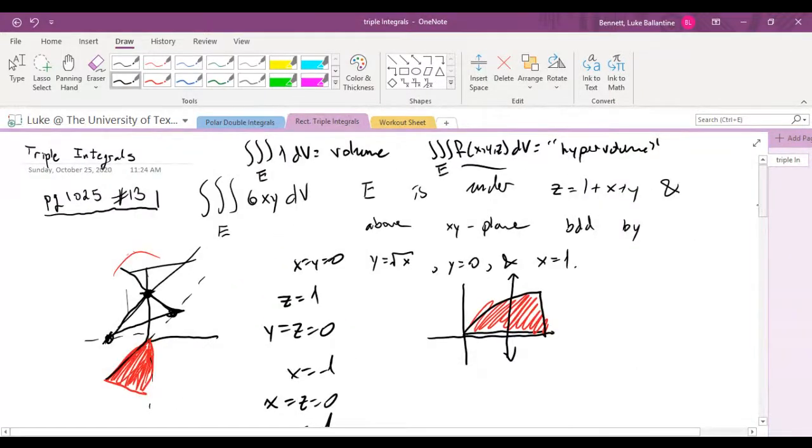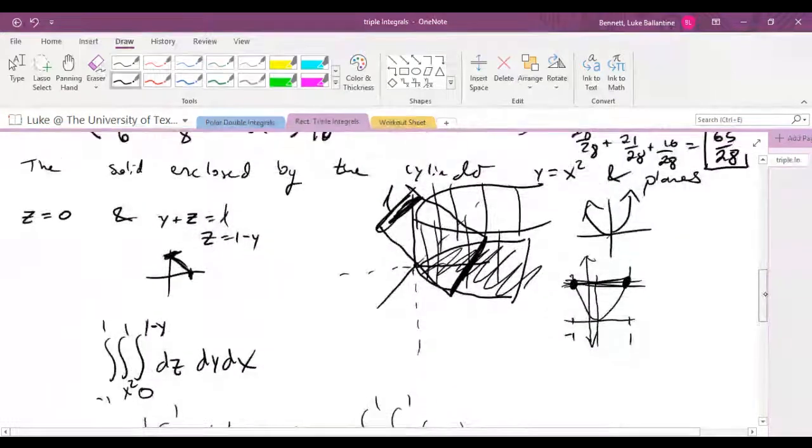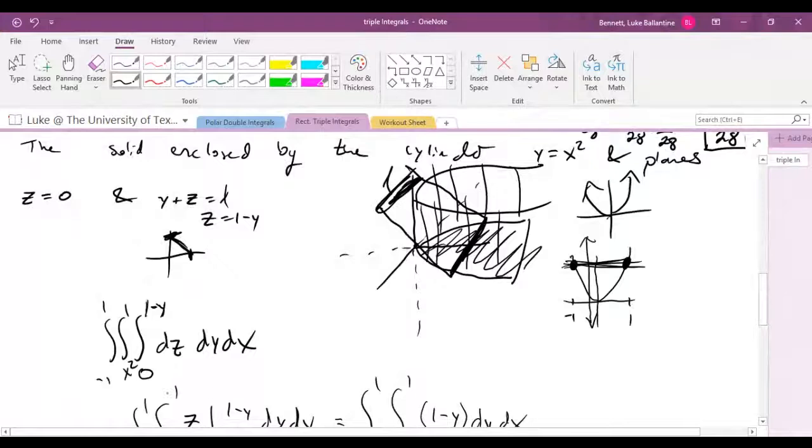And triple integrals, if there's an integrand other than 1, we get a hypervolume, or maybe a mass if it's a density function. And if it's just a triple integral of 1 dV, then we get volume. So this first one found a hypervolume. The second one found a true volume since the integrand was 1.